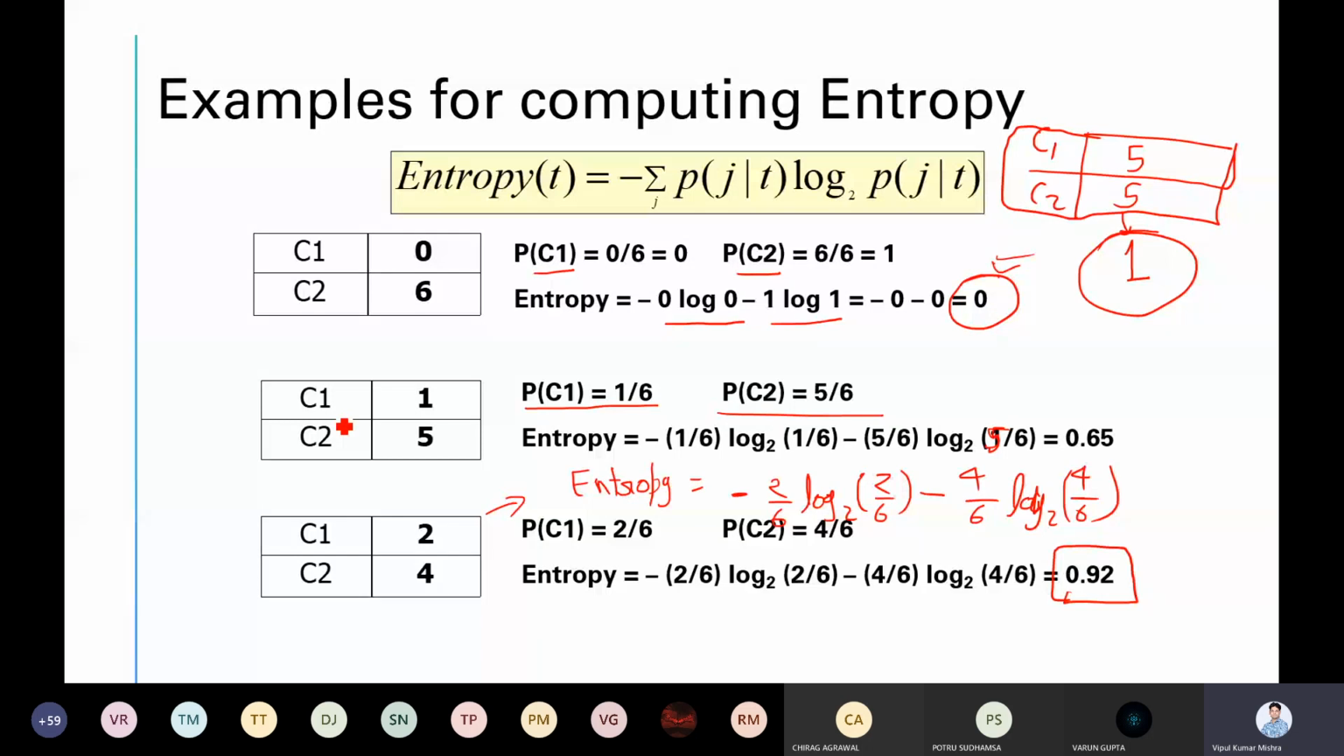So then you can say if it is a completely impure set, then the entropy is 1. If it is a completely pure set, then entropy is 0. And everything comes between 0 and 1. That is known as entropy. So can you compute entropy now? Any doubt on this? Anyone?